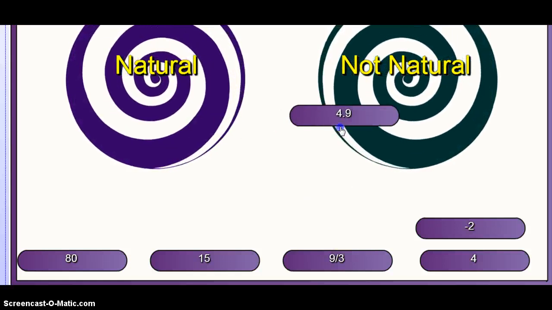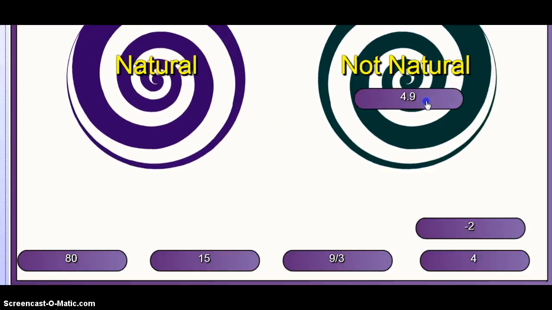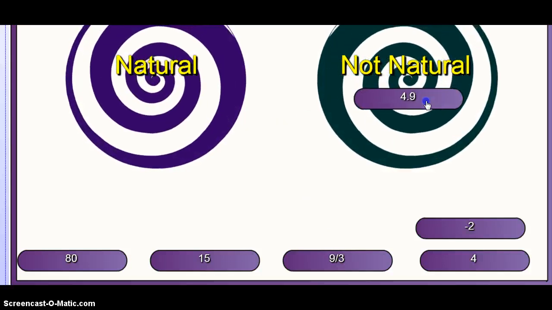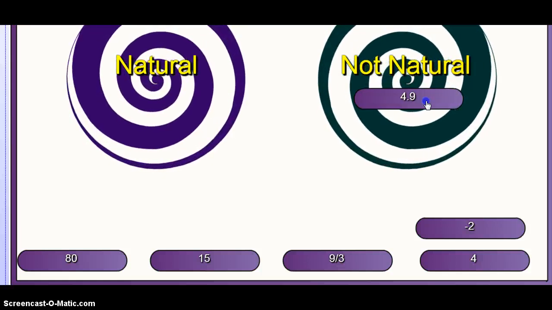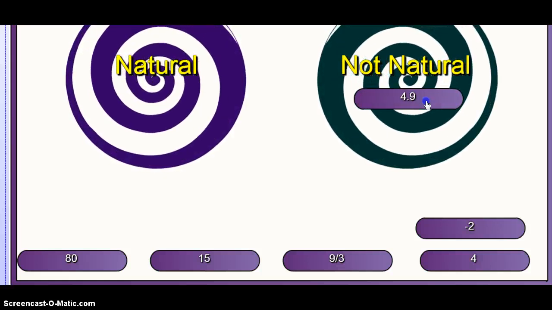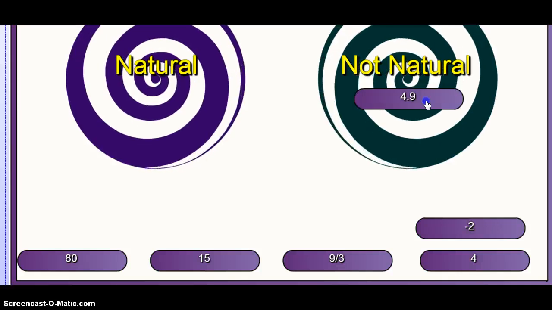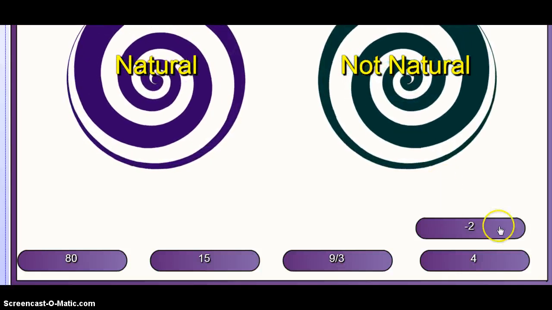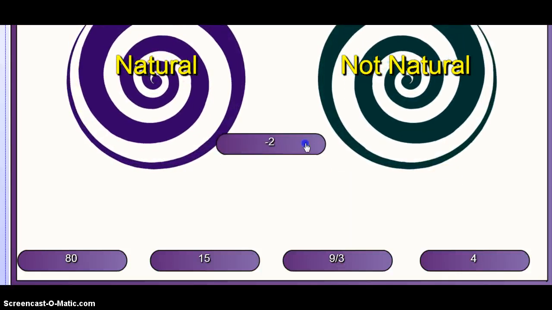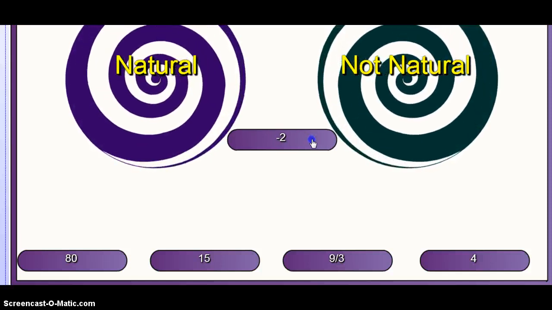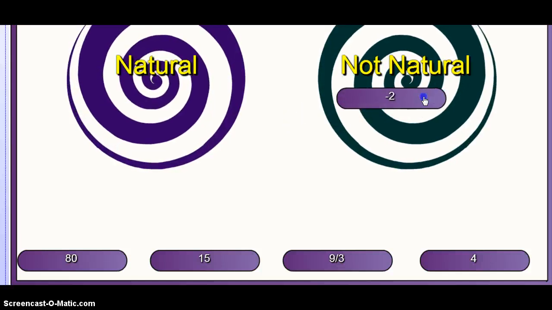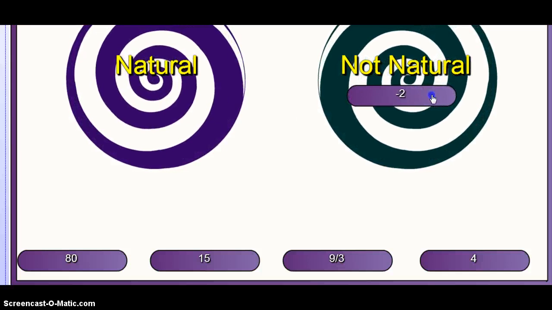4.9. This will be not natural. Because, once again, it's not a counting number. Before we let this go, do you have any guess what set this goes into? If you remember, 4.9 would be rational because that decimal stops or terminates. -2. Does that look natural to you? The 2 looks good, but because it's negative, it is not natural. Because it's a negative whole number, it would be an integer.